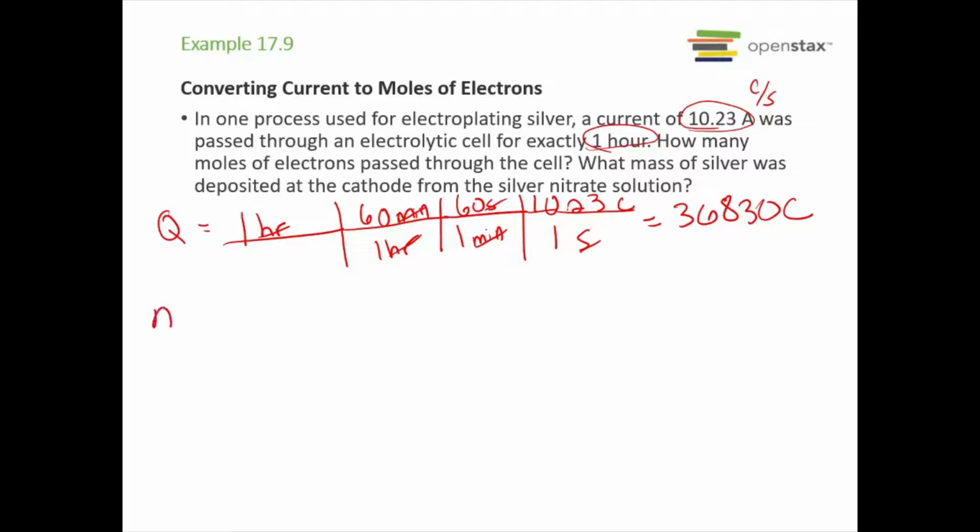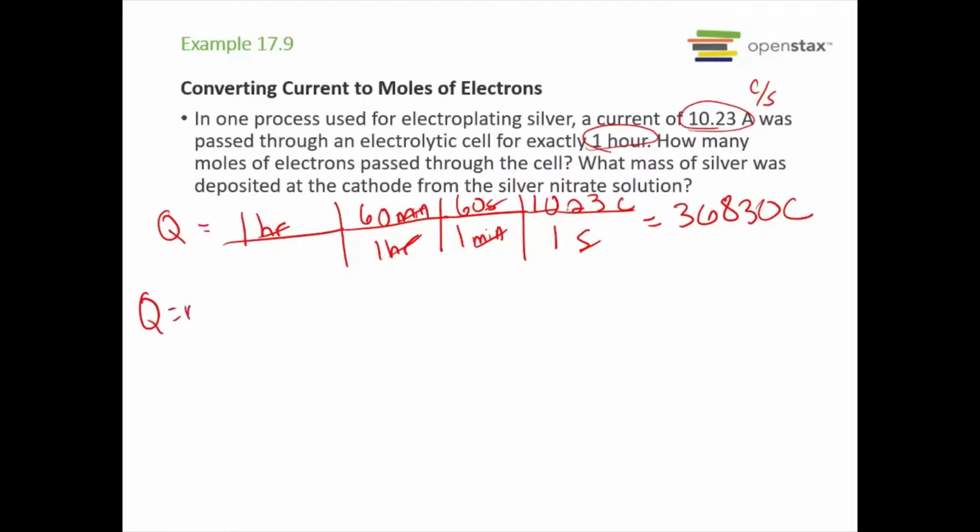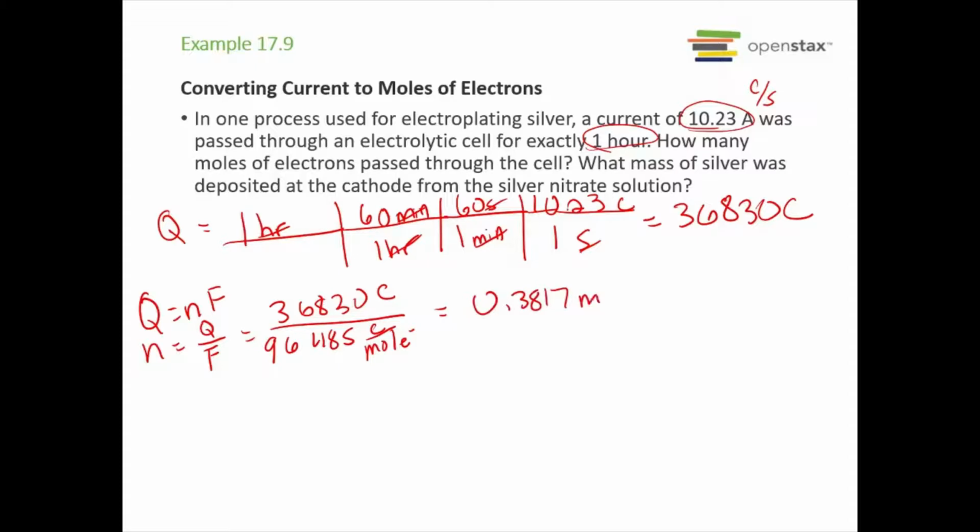And so then, if we go back, we know that Q equals N times F. So then N is equal to Q divided by F. So that is 36,830 coulombs divided by Faraday's constant, 96,485 coulombs per mole of electrons. So then this gives us 0.3817 moles of electrons that are transferred.